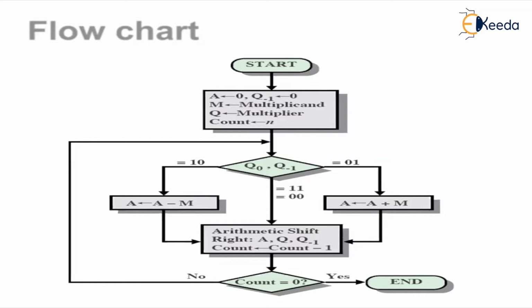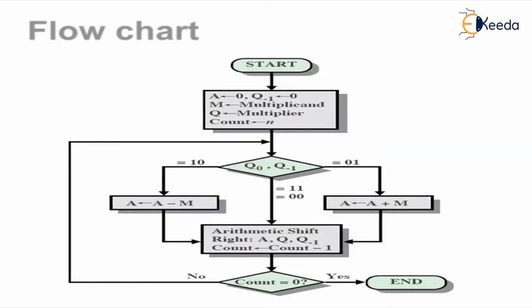Here there are two conditions, Q0 and Q minus 1. If it is 1, 0, you perform the operation A minus M and store the result in A. And if it is 0, 1, you perform the operation A plus M and store the result in A. Then an arithmetic shift takes place when it is 1, 1 or 0, 0. Else, if the counter is not equal to 0, you will repeat the same process.